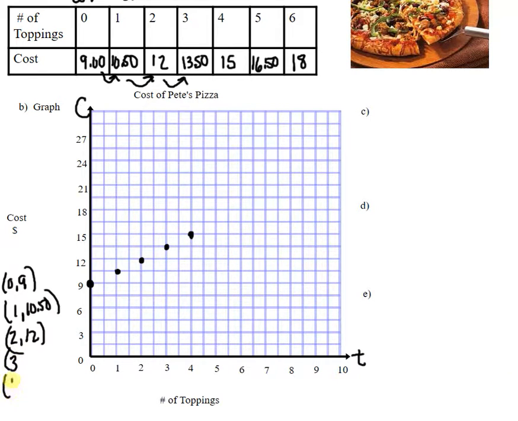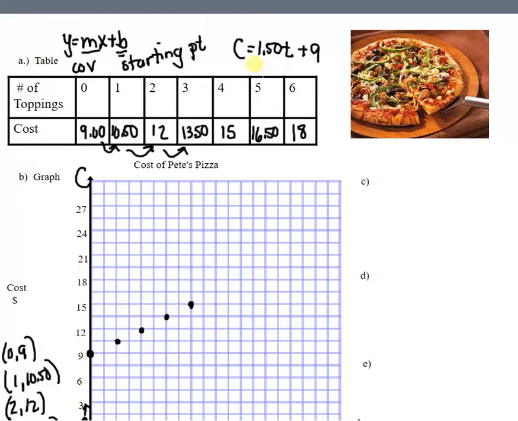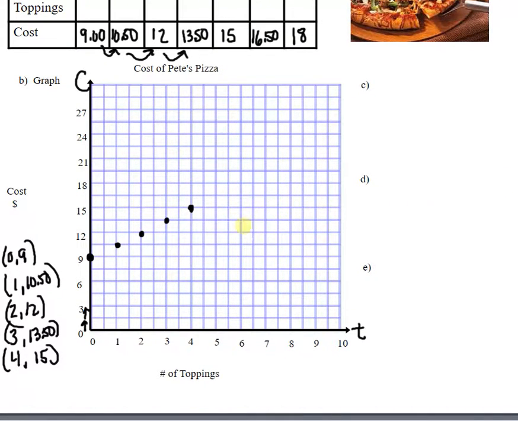And if you take a look at the scale that I used here, okay, so 1, 2, 3, 4, we're going up by 1 topping each time, and that's fine for the t-axis. But on the c-axis, I'm going up every 2 boxes is going to be 3, because for nice numbers, if we multiply 1.50 by 2, it's going to equal 3. So pretty much 1 box is going to be 1.50. So it's just going up by 1 box. But that actually represents $1.50.